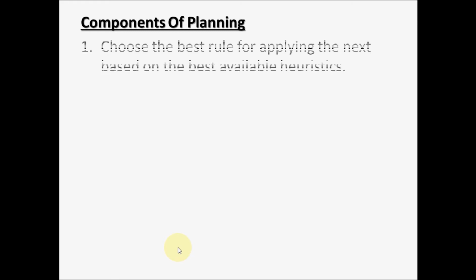Components of planning. So what are the different components of planning? The first component is to choose the best rule for applying next based on the best available heuristics. Now basically when you are doing planning, as we have already discussed, you remember in the first unit there was a method called means-end analysis. And we had taken up a problem wherein a person wanted to move from one particular place in Delhi to a particular hotel in Mumbai.